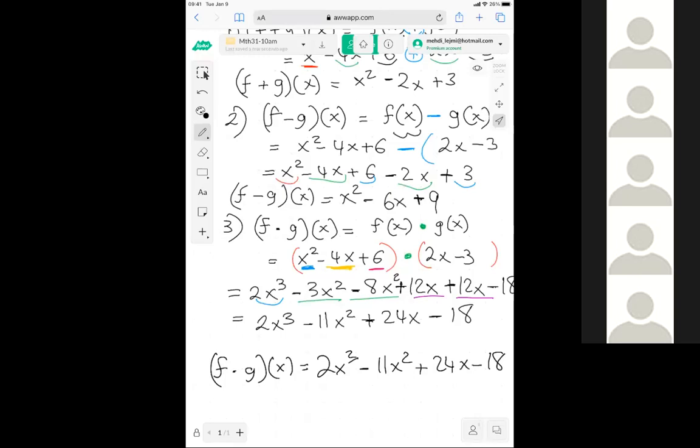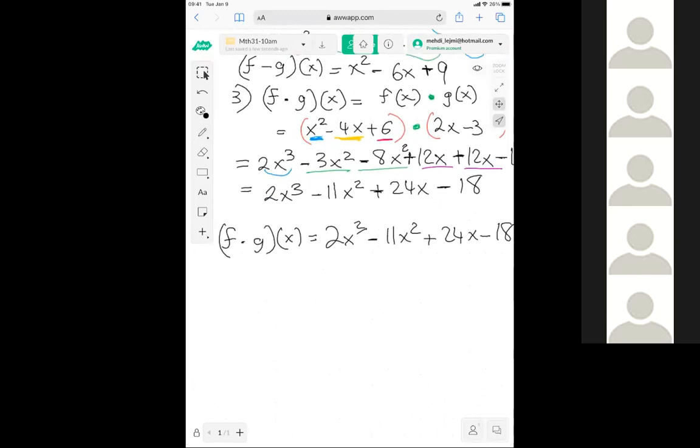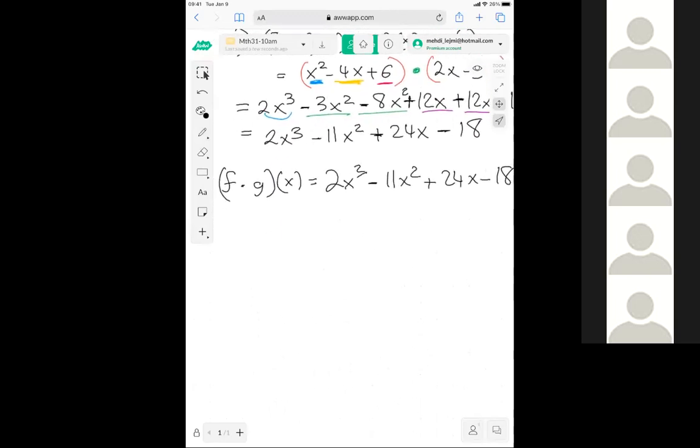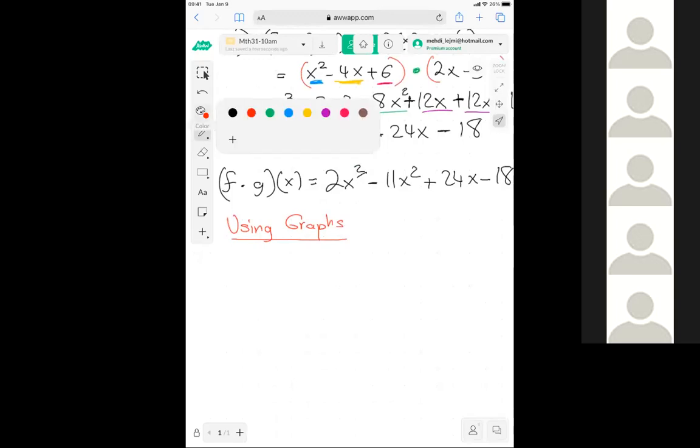Okay, so now we're going to do operations, but now we're going to use graphs. I'm going to have the graphs of two functions like f and g, and then we have to find values of f plus g or f minus g, etc. So let's do an example.